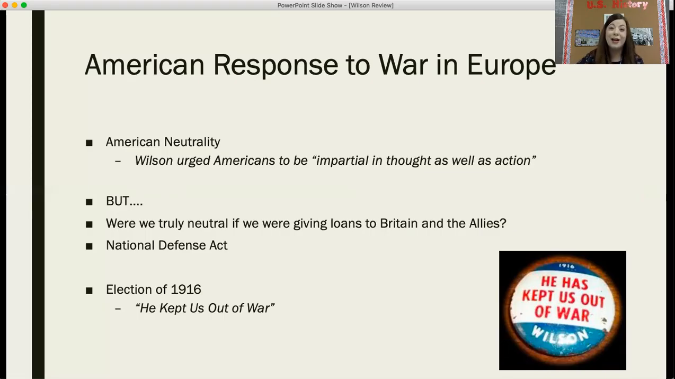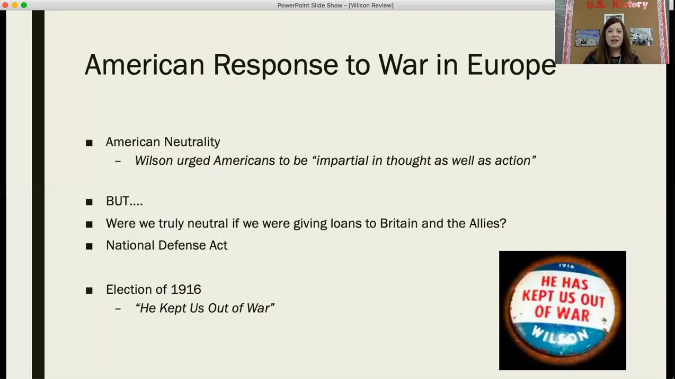Remember, we were giving a lot of loans, y'all, $2 billion in loans to the Allies. Okay, remember, we're doing this because they needed war supplies, and this was really benefiting our economy. Our businesses are exporting a whole lot of goods, making a lot of money. We wanted to keep that trade open, so we give the loans. We also do the National Defense Act. Wilson said we had to prepare in case we do enter this war and we need to defend our country. So we start to build up the military, recruit more soldiers. We start to build more warships.